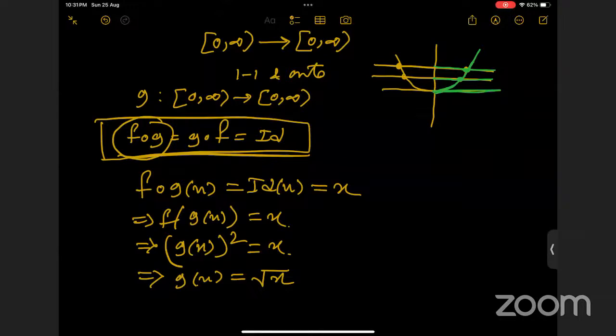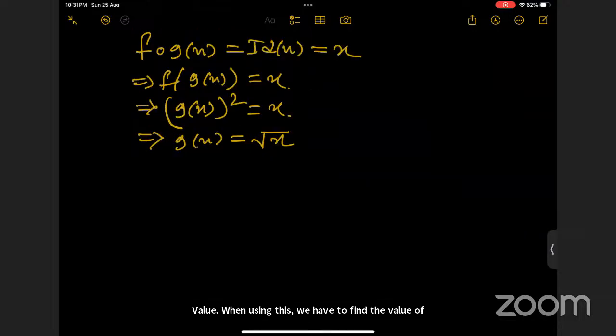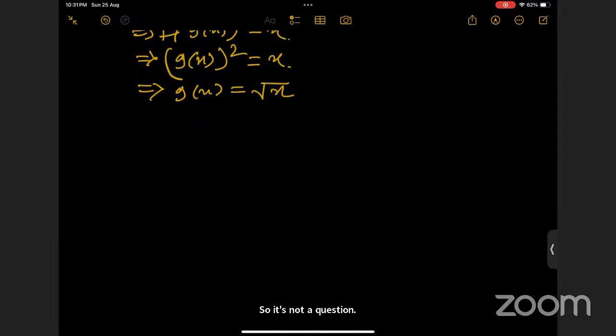I got a question using the quadratic form, and it has given some value. Using this, we have to find the value of A. So it's not a question. Actually, I have posted it to you directly. Now I have posted it to everyone. So there are so many questions.